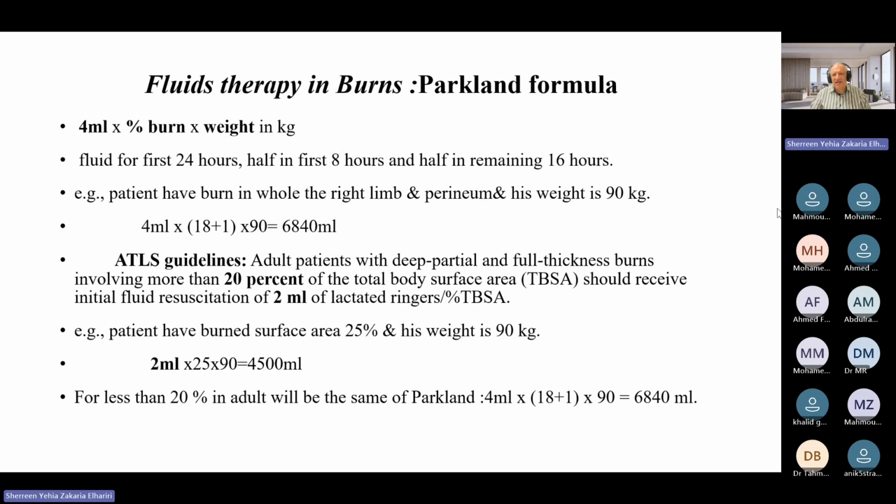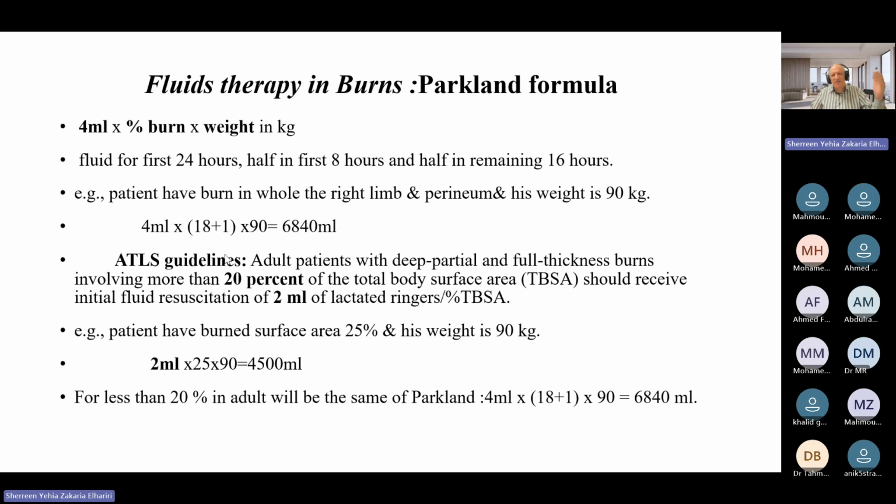So this Parkland formula is important because we ask about it. If I say it is more than 20%, you make it 2 ml times 25 times the patient weight. Do we have a calculator? No, you just write it. You don't need to do the calculation, but just say 2 ml. He just needs to know that it is 2 ml, because I think this is in the last edition of the ATLS guideline. Before that, it was still 4 ml for all.